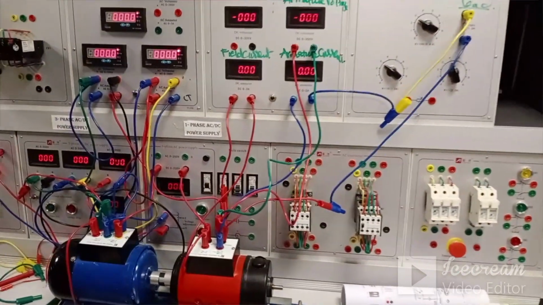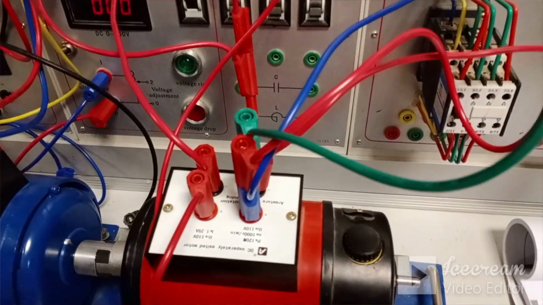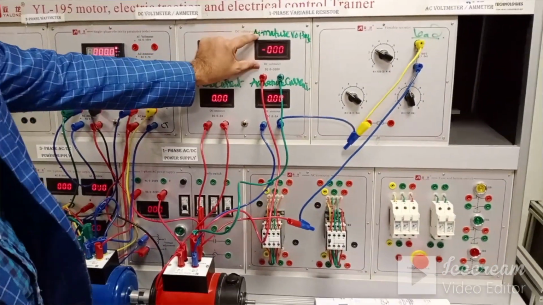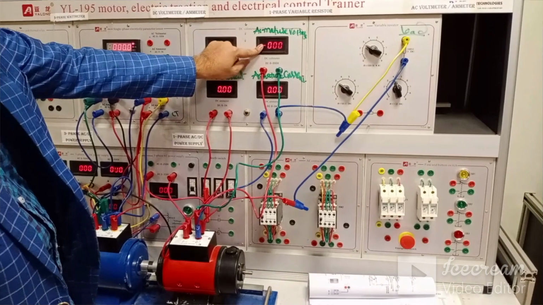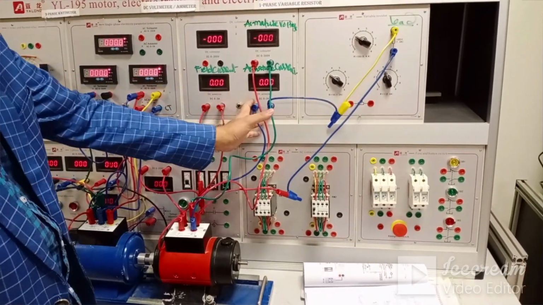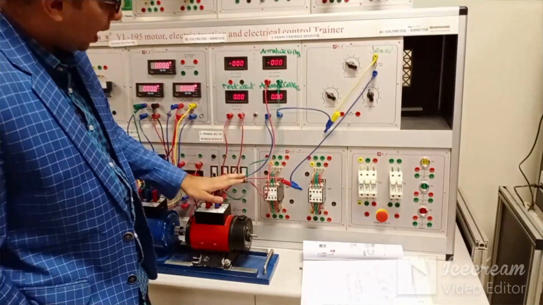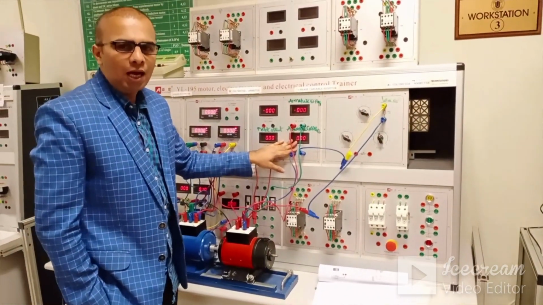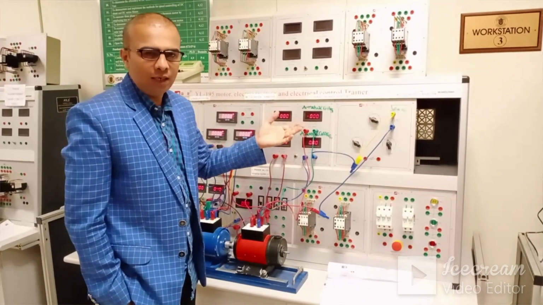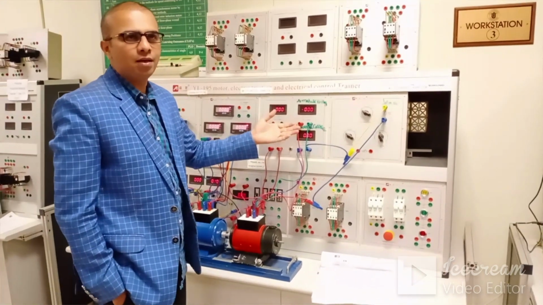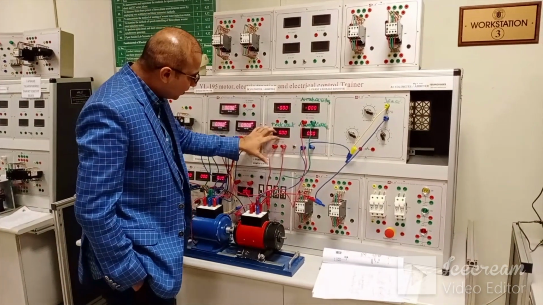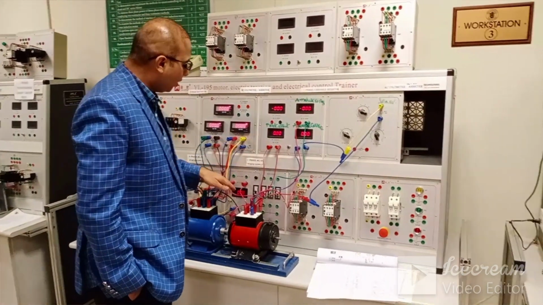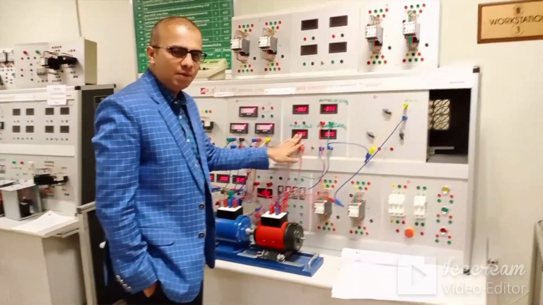Now the connections are done. This voltmeter will give us the generated voltage EG, and this ammeter, which is connected in series with the armature winding and the load side, will give us the reading of IA, which is equal to IL. IA, the armature current, is equal to the load current, and this other ammeter gives us the field current. If we are not giving the field current, its value will be 0.